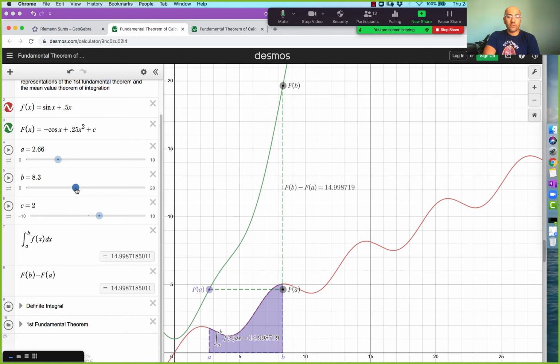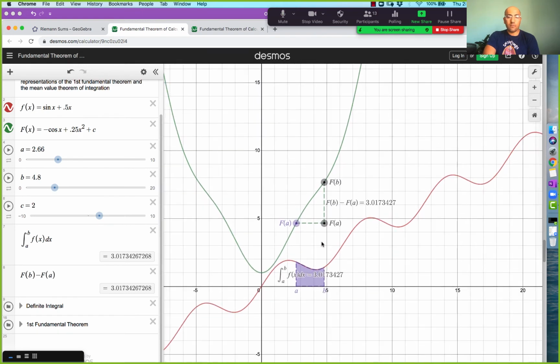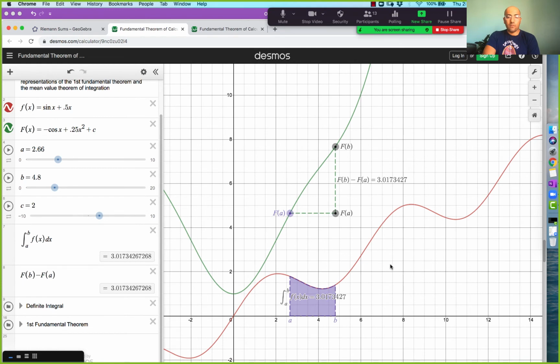which is the same answer as this one. Good? Questions? And as I change the integral, you see that it continues to work. The area here in this little purple is 3.0173. And now F of A is this value, capital F of A. Capital F of B is this value. And if I subtract them in this order, I get the same number, 3.01734227, that guy. Good. So further reaffirmation that that property is true.